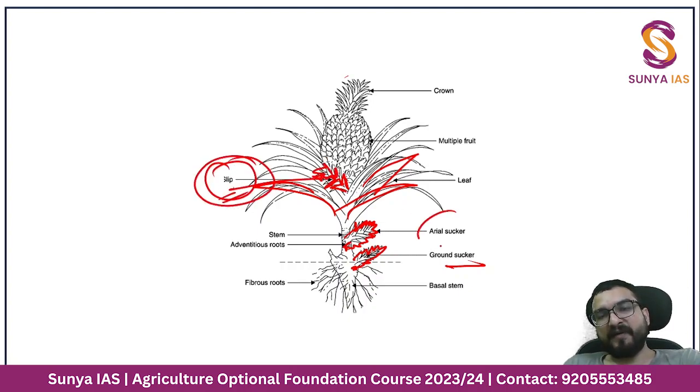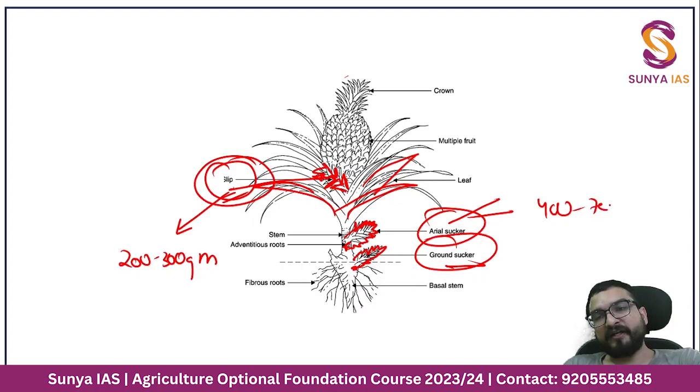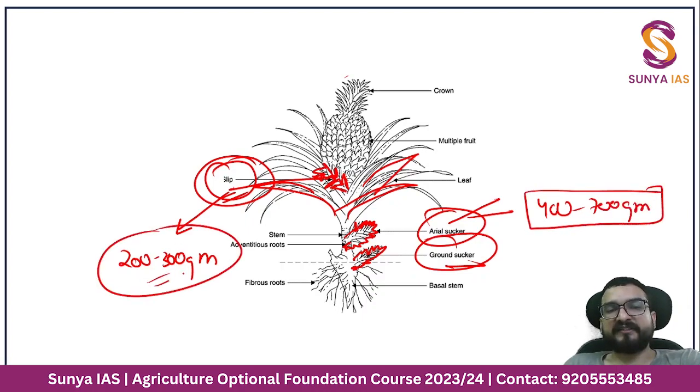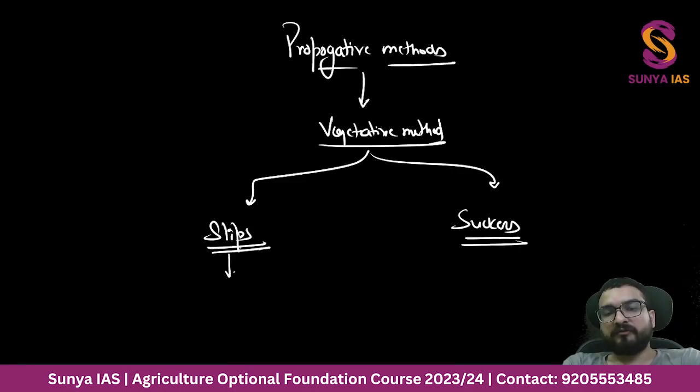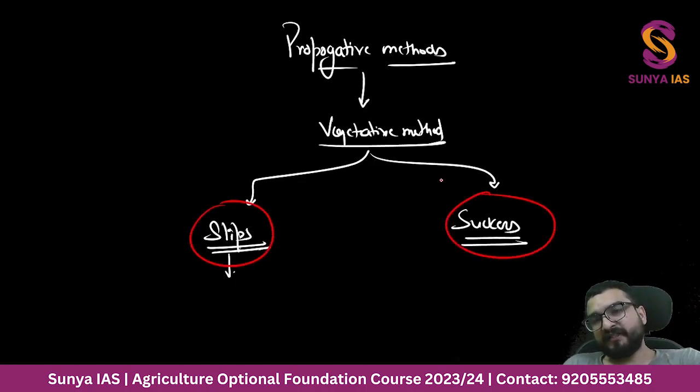So by this slip and by these suckers, we can grow a new pineapple fruit, right? But what is the quantity? How much weight should this slip have? 200 to 300 gram. Aerial sucker 400 to 700 gram. If the weight of aerial suckers and slips is this, we can take this slip and this aerial sucker and a new plant can be formed. So by the use of slips and suckers, propagation is done in a pineapple plantation.